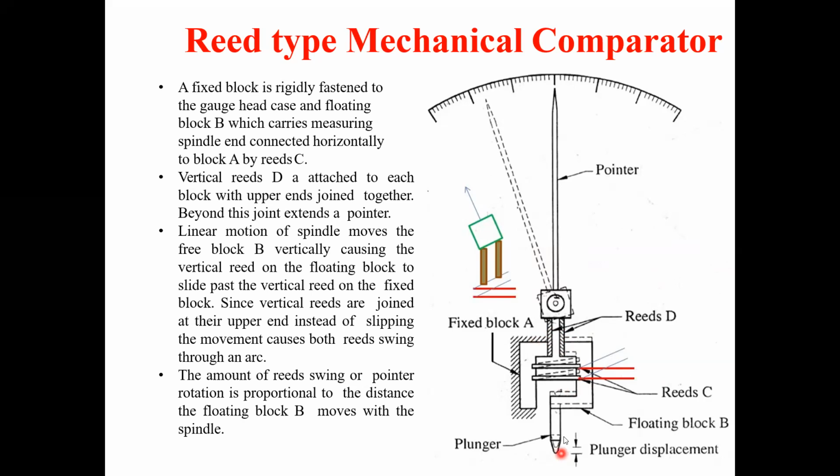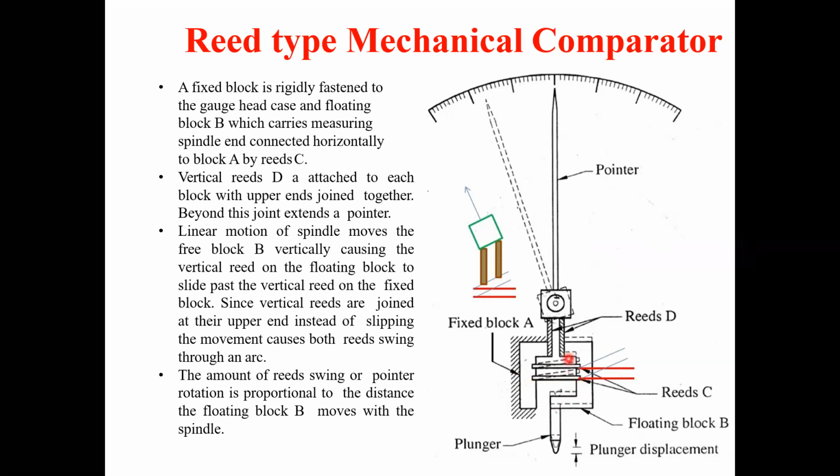When the plunger moves on the work part, because of variations on the work part, the plunger will move up and down. Suppose the plunger is moving up, the motion is simply transmitted to the floating block, and then it is transmitted to the reeds C, and these two reeds deflect. If you observe clearly, hidden lines are shown here. The solid line shows the initial position. This hidden line shows the displaced position. When the plunger is displaced, automatically the floating block displaces a certain amount, and that is transferred to the reeds C, and those are displaced.